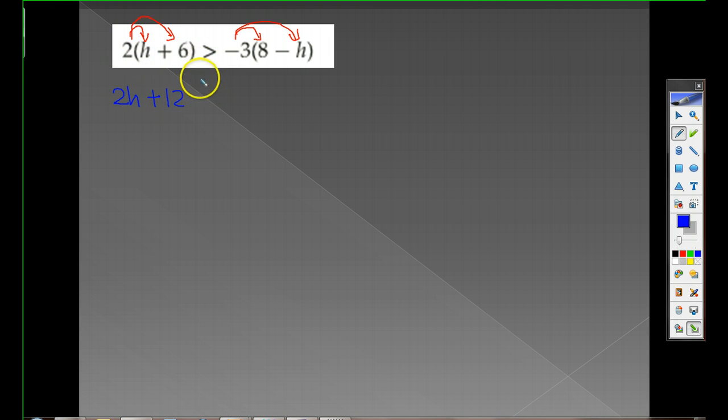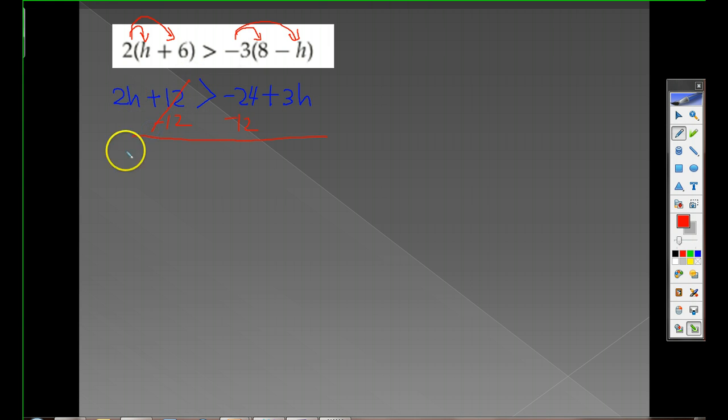I'm going to use the same sign, greater than. Negative 3 times 8, negative 24. Negative 3 minus h, a negative and minus will be plus 3h. Okay. I want all my h's on one side and my numbers on the other side. So let's take away 12 here and here.